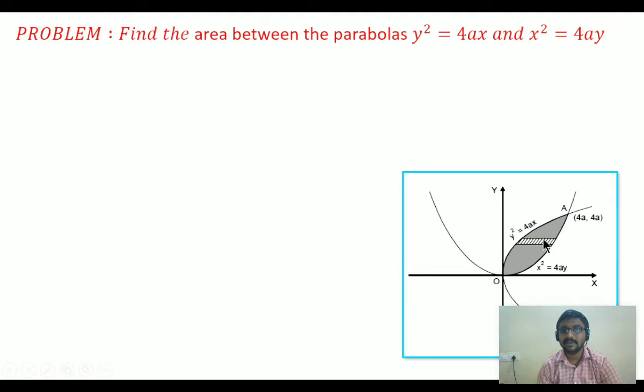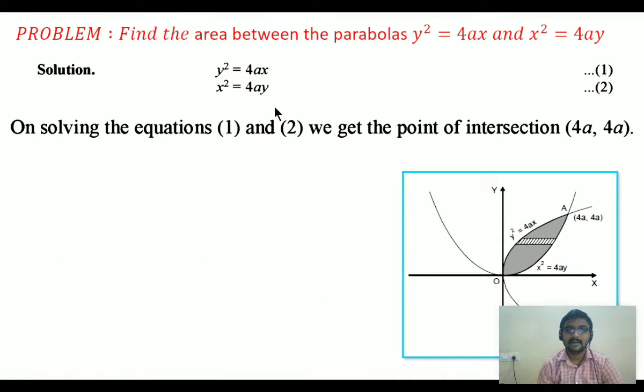For this we have to take the strip. These two are the equations 1 and 2 of the given curves. Now on solving 1 and 2 we will get the intersecting point, that is (4a, 4a). The area formula is the double integral dx dy. Now we need the limits of the double integration.